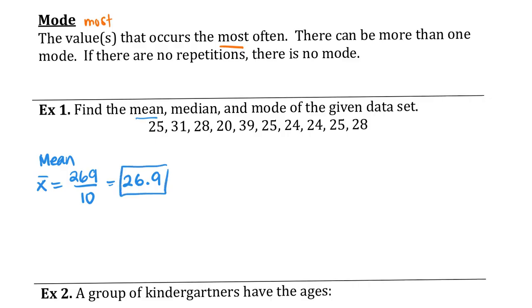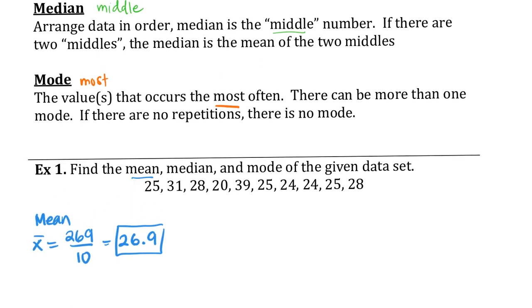Now the median. Let's read it again. The median: arrange the data in order. Let me arrange the data in order first. Normally we do this lowest to highest. Let me find the lowest. The lowest is the 20, so I'm going to say 20. What's the next highest?